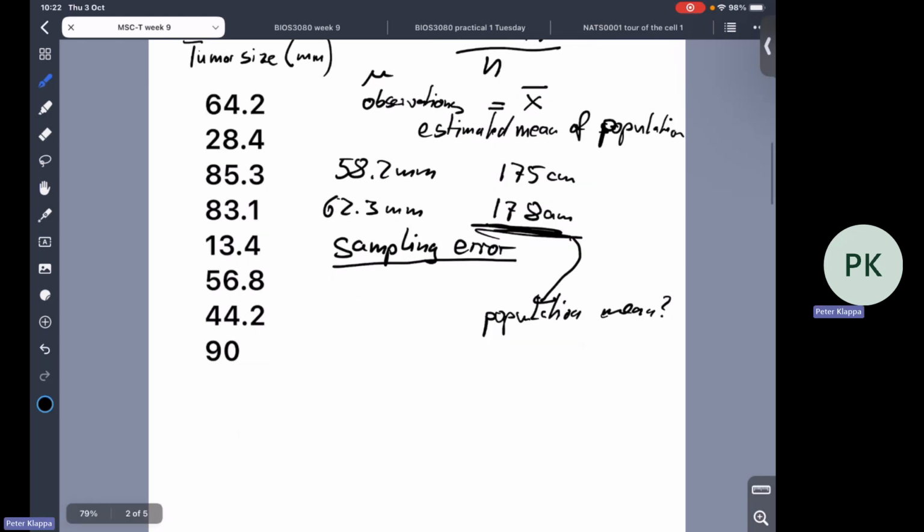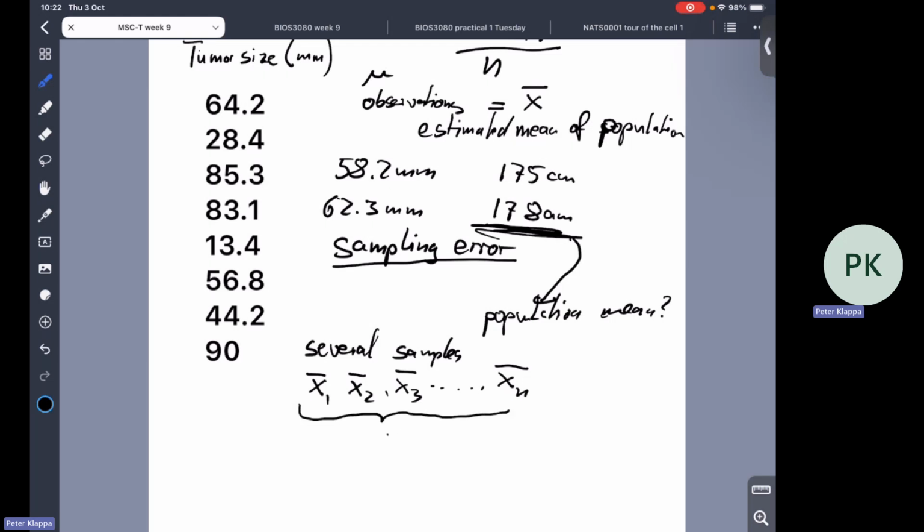So we take several samples. So we might have from sample 1, we have a mean. Sample 2, we have a mean. From sample 3, we have a mean, and so on and so forth. If we take n samples, we can calculate the mean, and then we can calculate the mean of this. And this actually will be a pretty good estimate. So the mean of the means will be a pretty good estimate of the population mean.